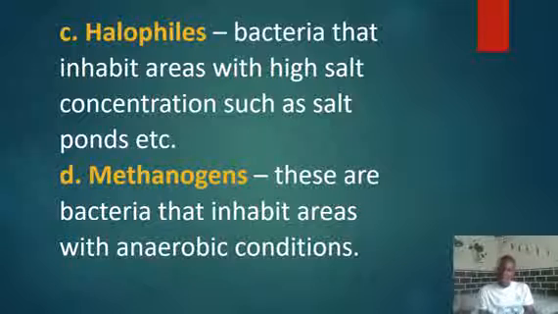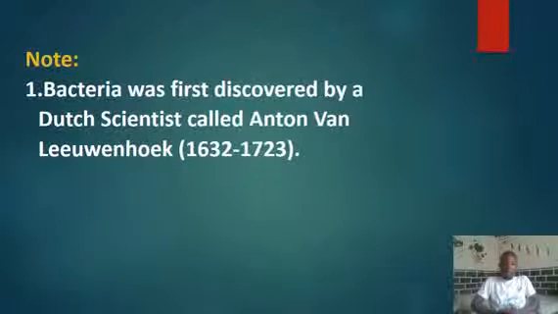Then the last one is what we call the methanogens. These ones inhabit areas with anaerobic conditions. Remember, methane gas is produced as a result of anaerobic respiration. So let's note it. These particular bacteria inhabit areas with anaerobic conditions. And one must note that the methanogens sometimes inhabit our intestines, and they can also cause flatulence. So let's not forget that one as well.